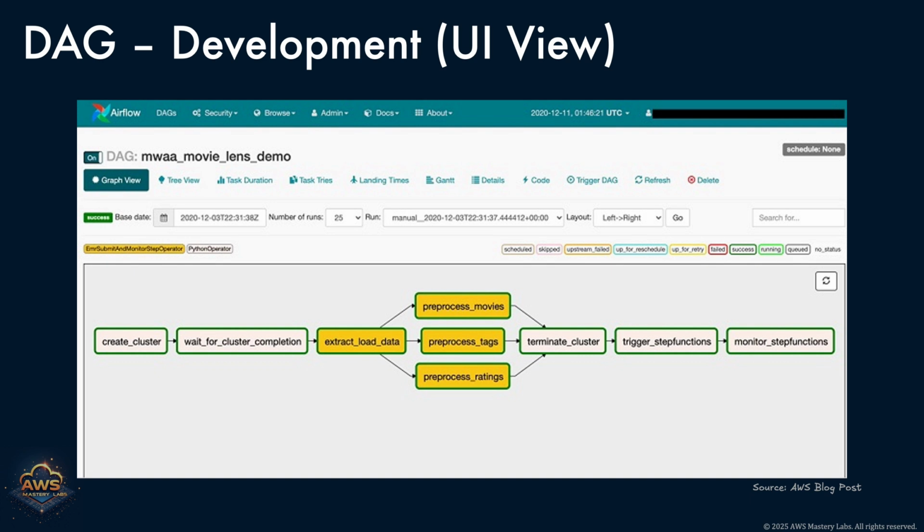After all pre-processing tasks are complete, the DAG then decommissions the cluster, ensuring resources are cleaned up and costs are minimized. Finally, it triggers an external workflow and then monitors its progress using Airflow's sensor or API-based mechanisms.